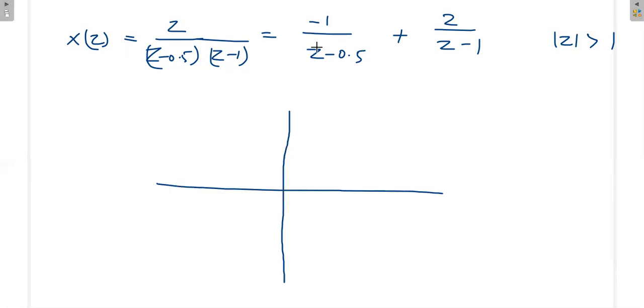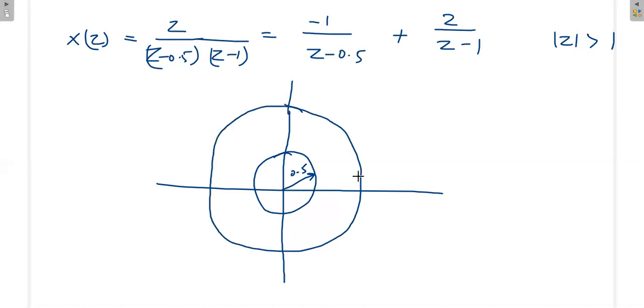This is the circle with the radius of 0.5. And another one is a circle with the radius of 1.